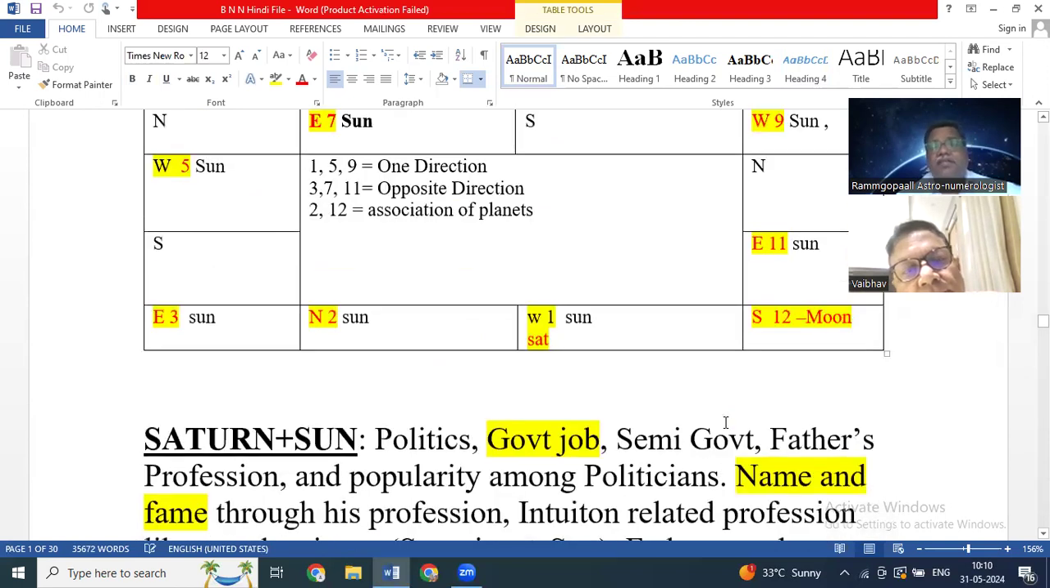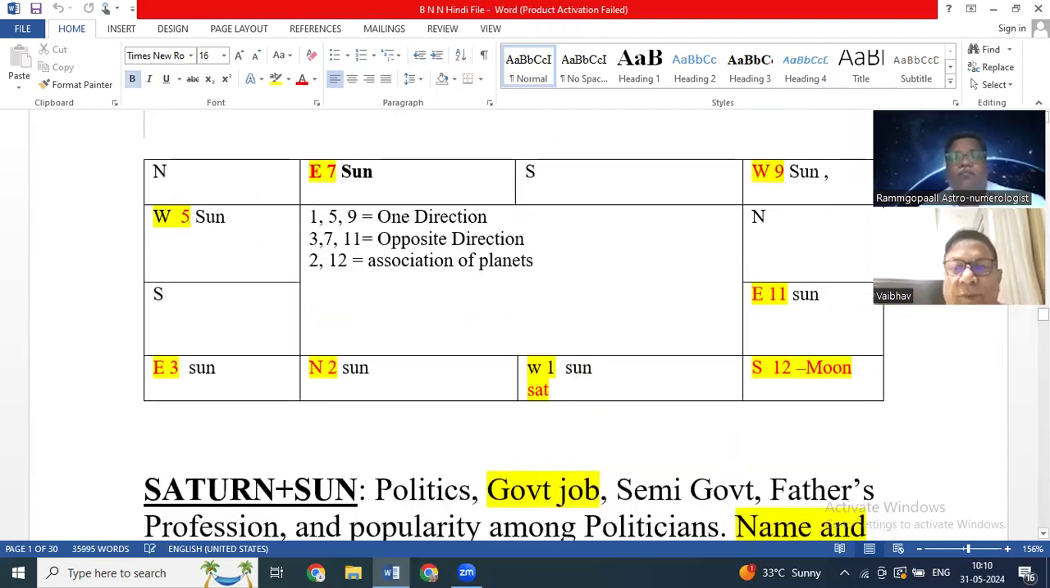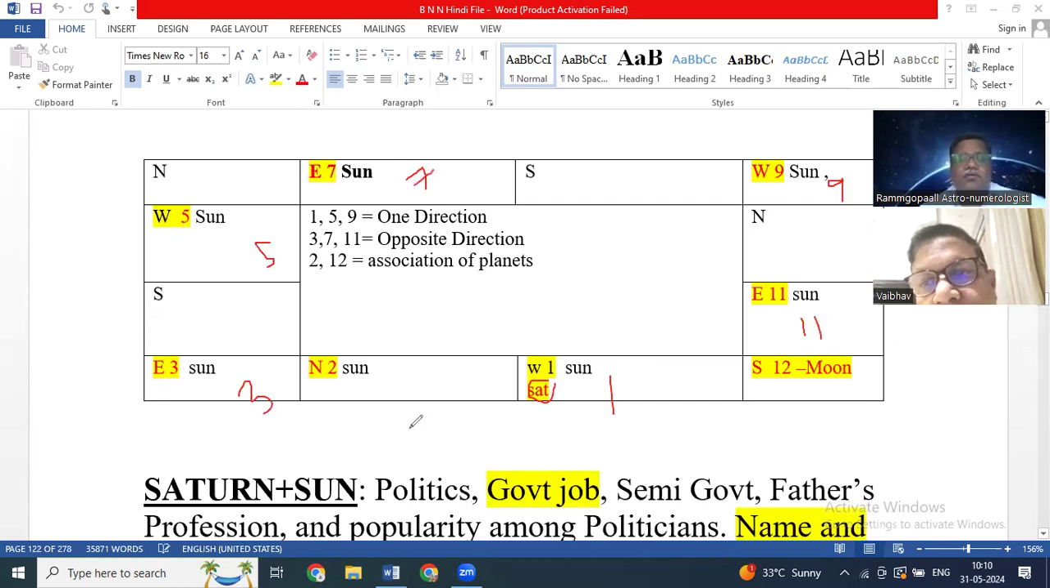प्रोफेशन के लिए सेम फार्मूला. सैटर्न से फर्स्ट हाउस, फिफ्थ हाउस, नाइन्थ हाउस, थर्ड हाउस, सेवेंथ हाउस, 11th house, second house, 12th house. Whether Saturn is retro or not, we consider 12th house. So for any yoga, we consider 12th house.